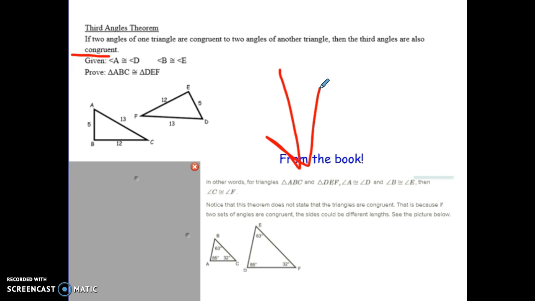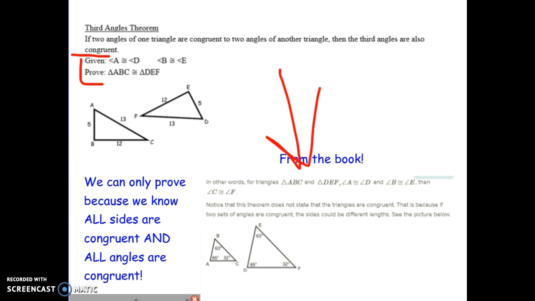Okay, this theorem does not state that the triangles are congruent. That's because two sets of the angles are congruent. That doesn't mean that the sides couldn't be different lengths, like this picture. However, in this case, right up here, I want you to prove that ABC is congruent. Well, we can only prove it based on the fact that we know all the angles are congruent and all of the sides are congruent.